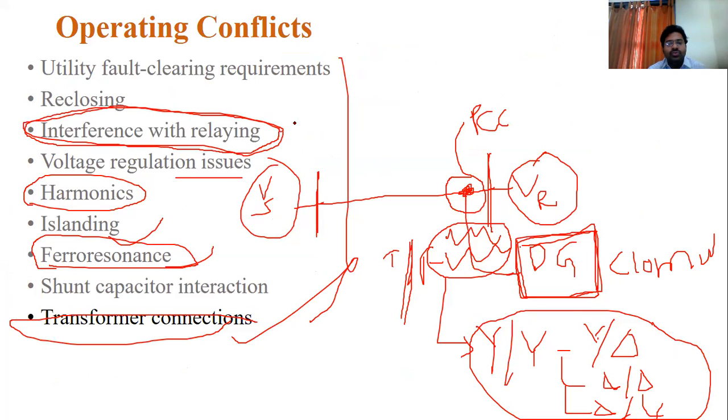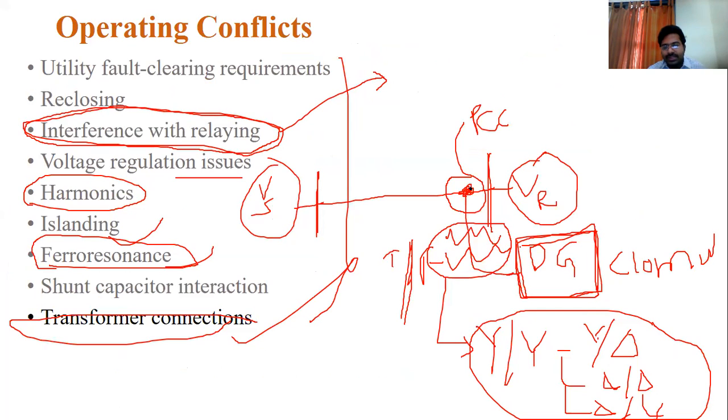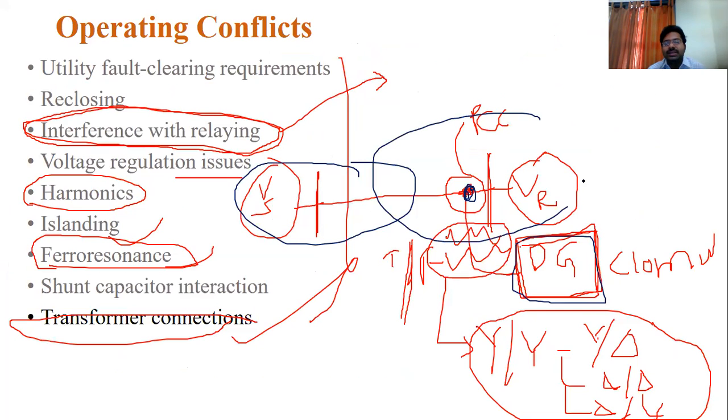Interference with the relay. You know that whenever you add a DC to this feeder, you know the relaying capability. The area which covers the relaying is reduced here. So the area is reduced.